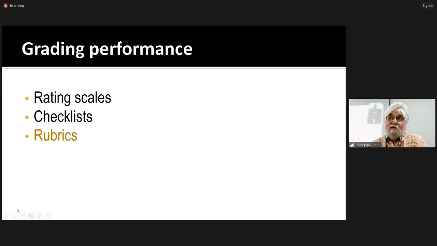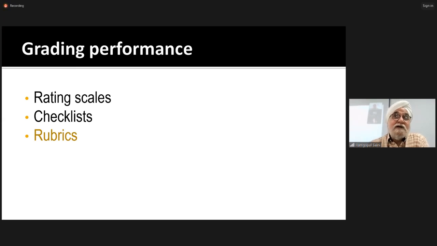So all the three, you must have realized, relate to assessment of performance. You don't use them for assessing knowledge. Rather, you use them for rating performance and the affective domain. Most of the points in the affective domain, for example, ethics and professionalism, you can't see just like this. So you have to make an inference from the behavior.